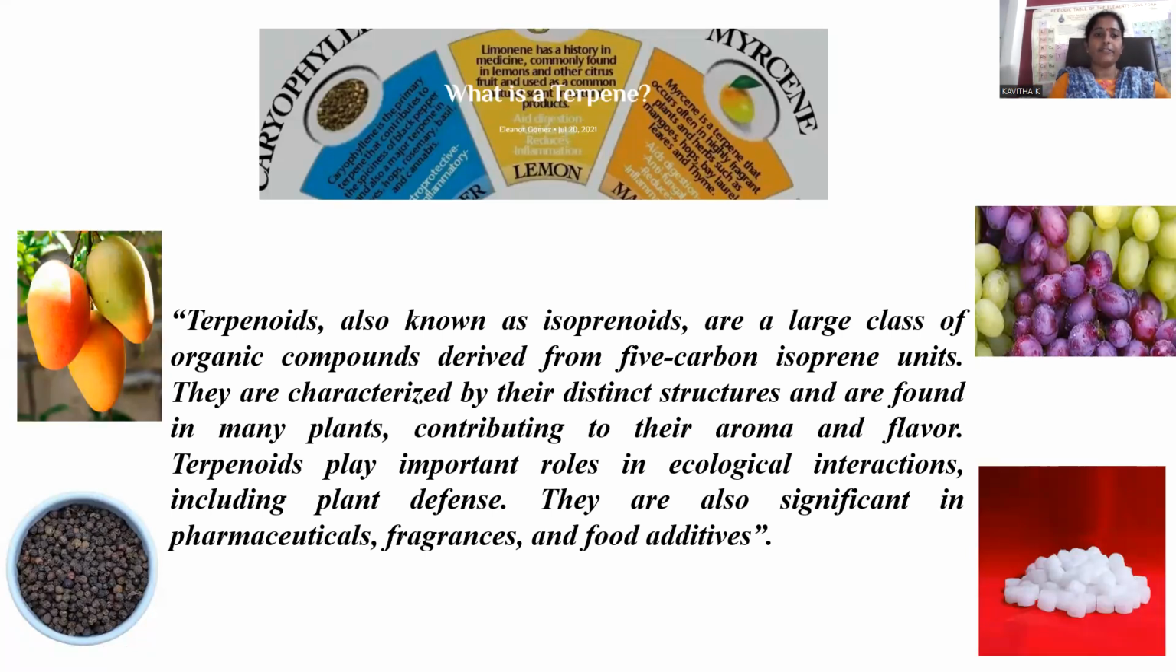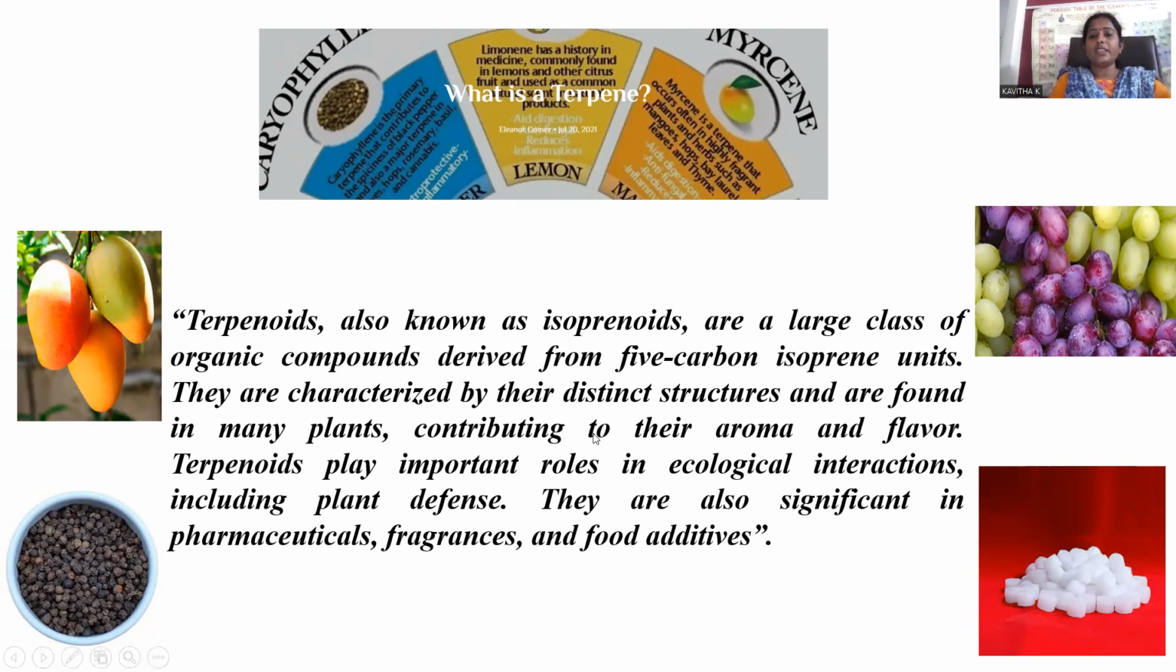Let's define terpenoids first. Terpenoids, also known as isoprenoids, are a large class of organic compounds derived from the 5-carbon isoprene unit. Isoprene is the unit, and it can be repeated a number of times so that terpenes are generated, just like natural rubber, where we can find isoprene units. In a similar manner, terpenes are also made up of these isoprene units. These isoprene units are called 2-methyl 1,3 butadiene, which are repeated so that we go for the polymeric chain, right?